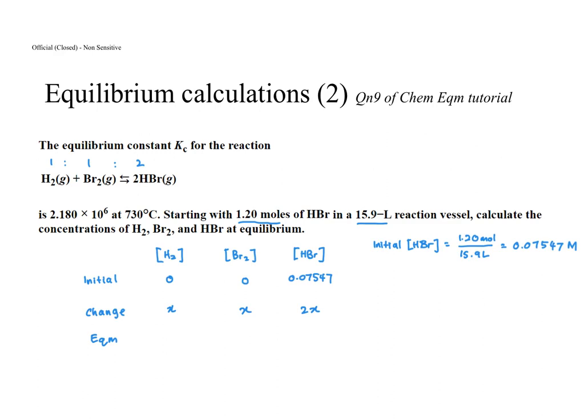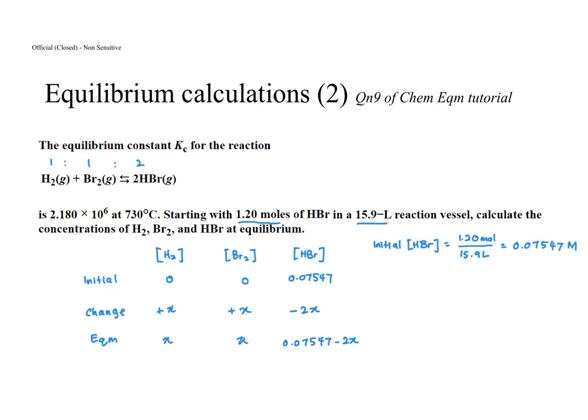But there will be a difference in the sign. So since we start off with HBr, the concentration of HBr will decrease because it will be dissociated to form H2 and Br2. Whereas for hydrogen and bromine gas, since it is being produced, then the change will be positive. So equilibrium values will be X for H2, X for Br2, and 0.07547 minus 2X for HBr.